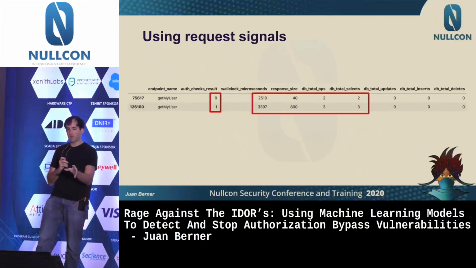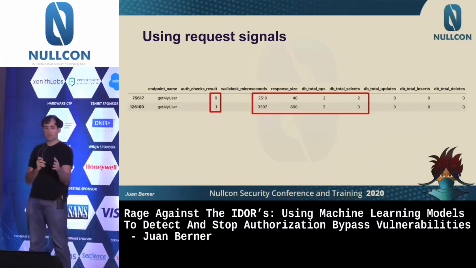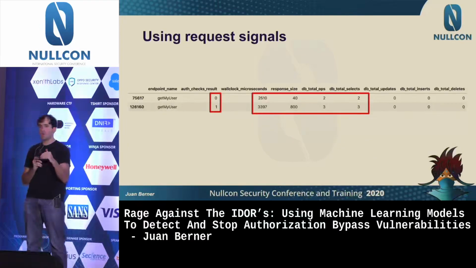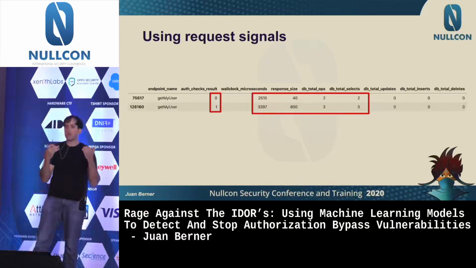So this is a bit more clear. So in this case, you can see that for a failed authorization, which is a 0, the number of database calls is lower than for a successful, which makes sense, because if it succeeds, then we are actually getting the data back. If it doesn't succeed, we are not returning the data.